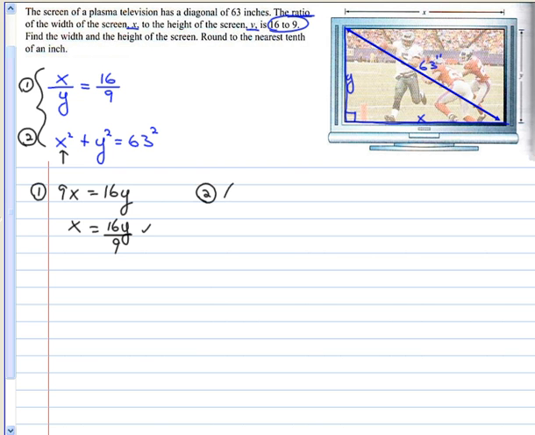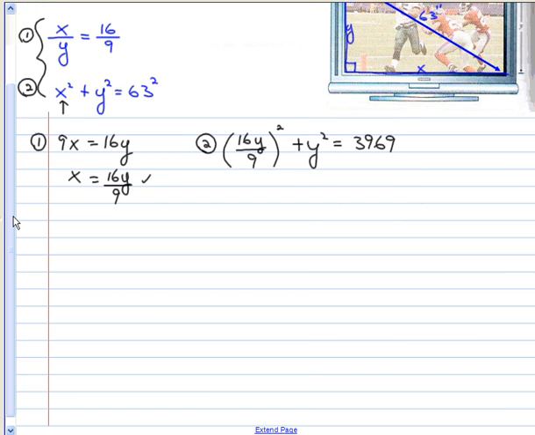Where x is squared, well, x is 16y over 9. So 16y over 9 has to be squared, plus y squared equals my 63 squared. 63 squared happens to be the number 3969. I, of course, did that in my head while you were listening to me. Not really. Now solve this. I need to square this fraction, 16y over 9, squared. I square everything. Square the 16, we get 256. Square the y, we get y squared. Square the 9 on the bottom, we get 81.